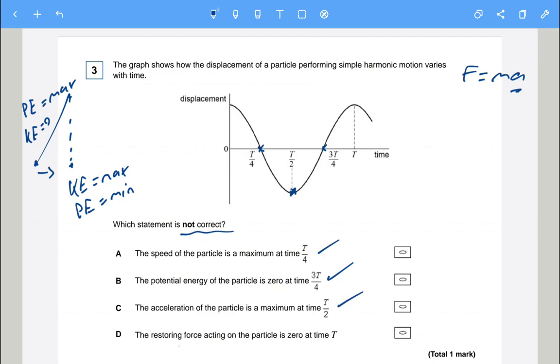Which leads us straight into D. It says the restoring force acting on the particle is 0 at time t. Well, time t is the equivalent to time T/2, but just in the opposite direction. And we just established that the restoring force will be a maximum. So D is obviously not correct and must be our answer. So let's move on to the next one.